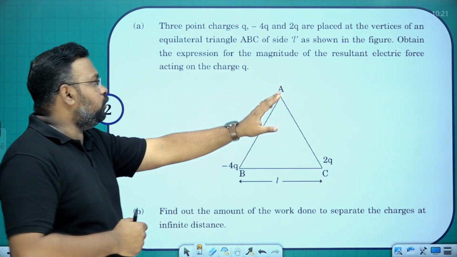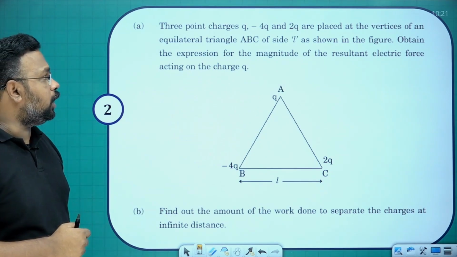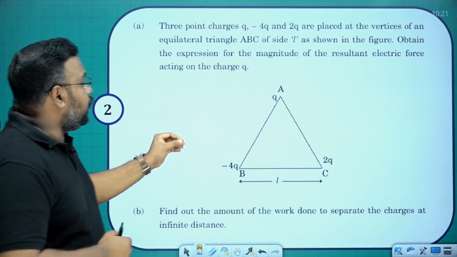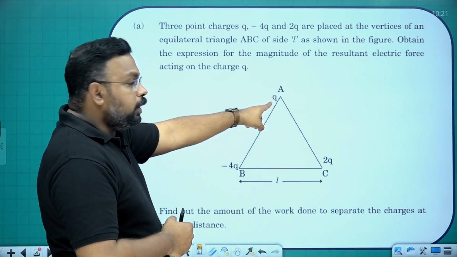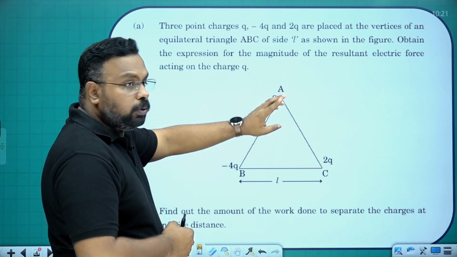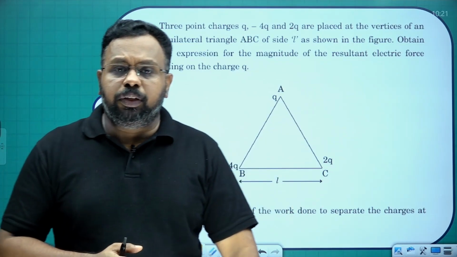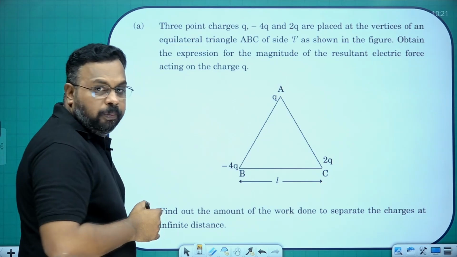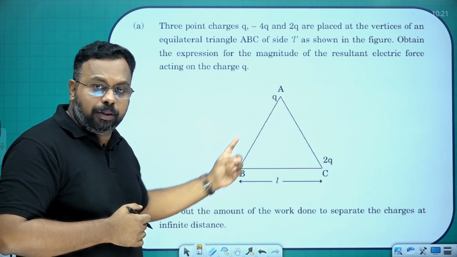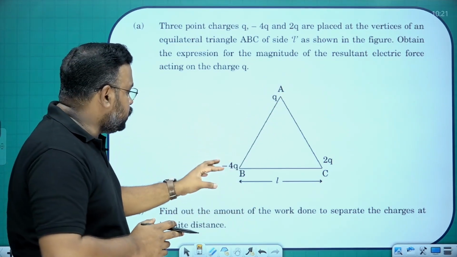Obtain the expression for the magnitude of the resultant electric force acting on the charge Q. It is given that this is an equilateral triangle, so all sides are equal. They're asking what is the net force on this charge Q. So it is almost similar to the previous question. We need to find the vector sum. For that, this is Q and this is minus 4Q. So there are 2 charges, Q and minus 4Q. What is the distance between them? L.